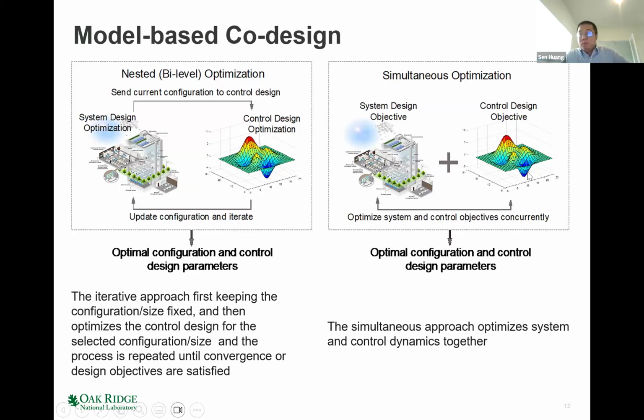So what we propose is called simultaneous optimization. Basically, instead of doing this manual decoupling, we co-optimize the design and control together. That way we have a much higher chance of achieving a true global optimal.